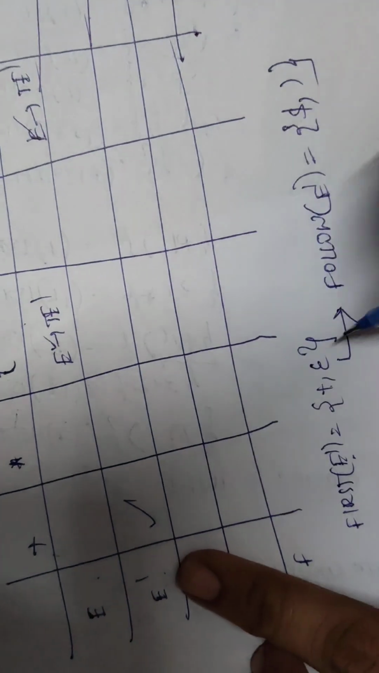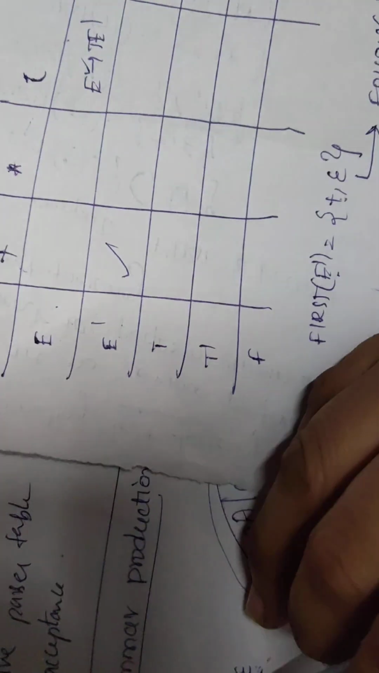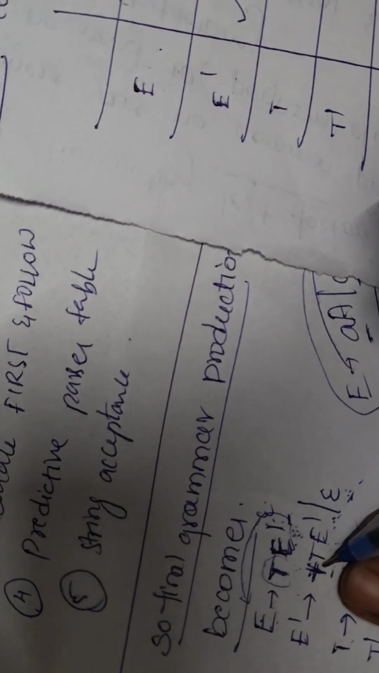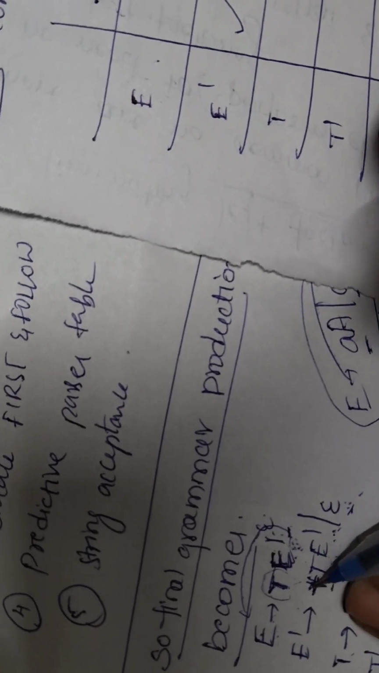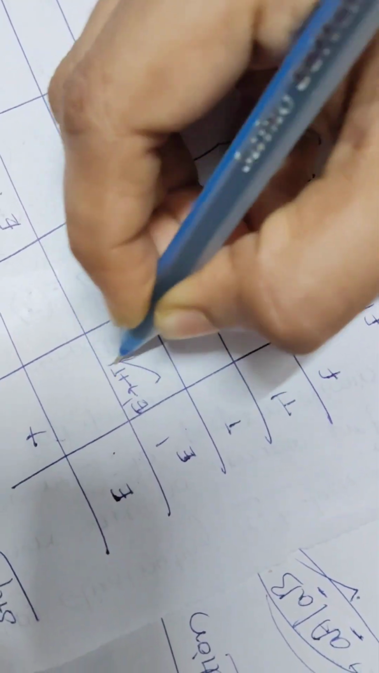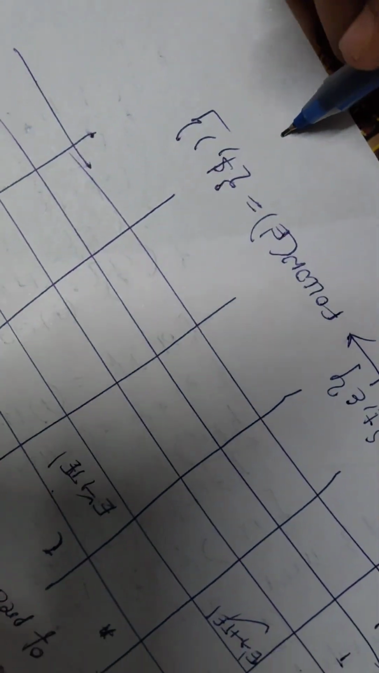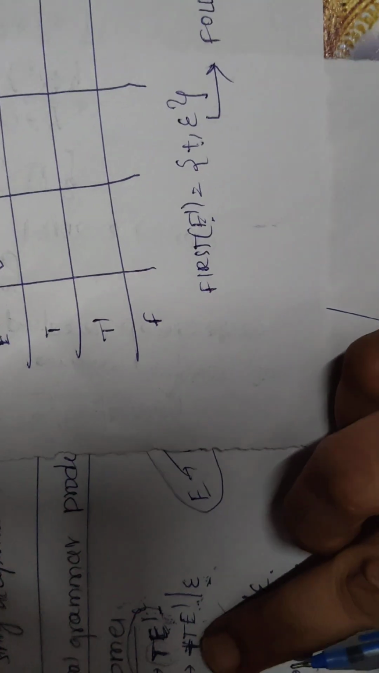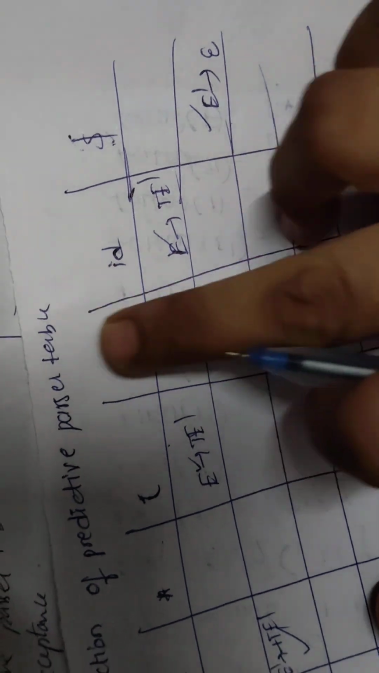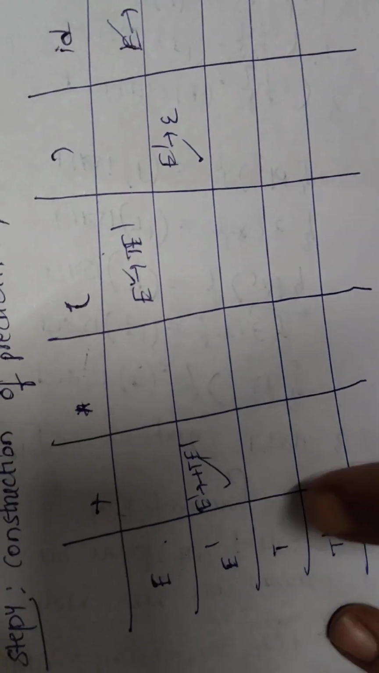Okay. So next we have E dash. We need to calculate first of E dash. What is first of E dash? First of E dash is plus and epsilon. And since you got epsilon, you need to write follow of, what is the symbol here? E dash. So you need to calculate follow of E dash. What is follow of E dash? The follow of E dash is dollar and close parenthesis.